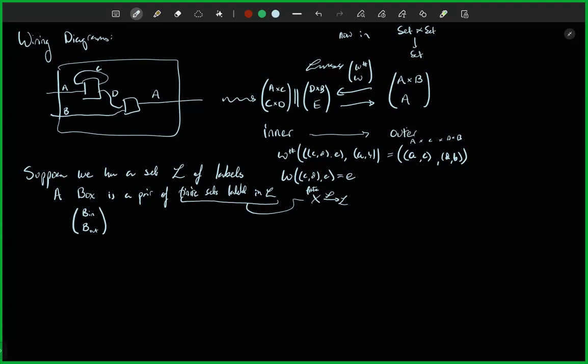And so what does that mean? Well, I'll write that as if I have a box, it has some set of inputs and some set of outputs, and I'll name them all: B1, B2, B3, B4, B5, B6, B7. They are all labeled by something, but I'm going to suppress the labels. Everything here just requires that the labels match up. Here B in is equal to the set B1, B2, B3. B out is equal to the set B4, B5, B6, B7.